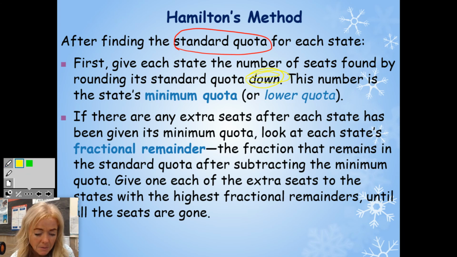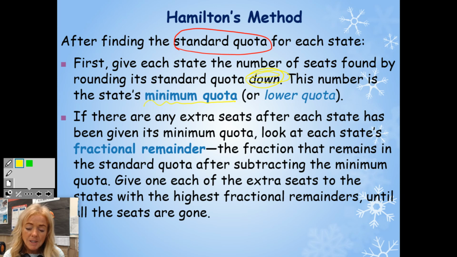Anyway, you round down. This number is the state's minimum quota or lower quota, right? Once you round it down. That's why we had 6, 3, and 4, I think it was. It's because that 0.53, no matter what it is, even if it's 0.99, we still round that standard quota down.